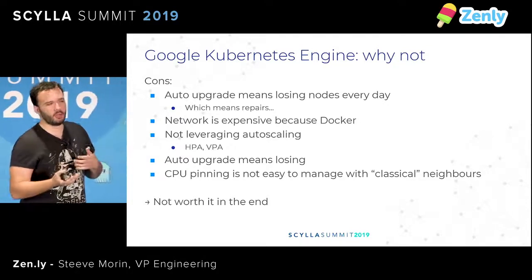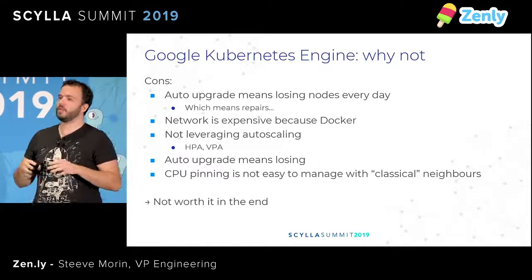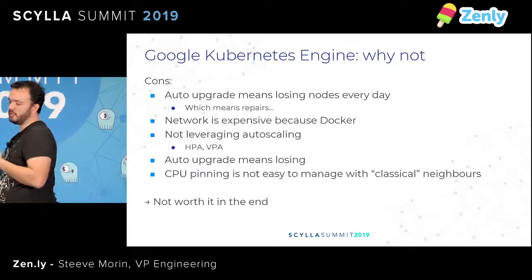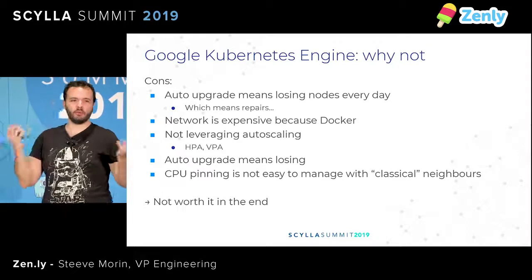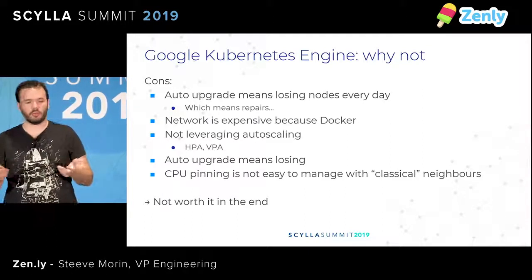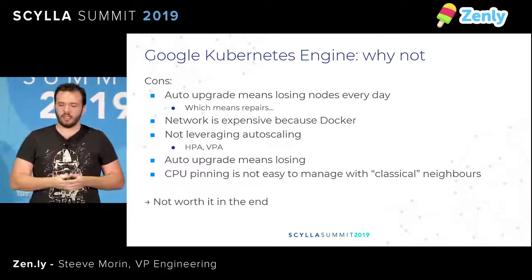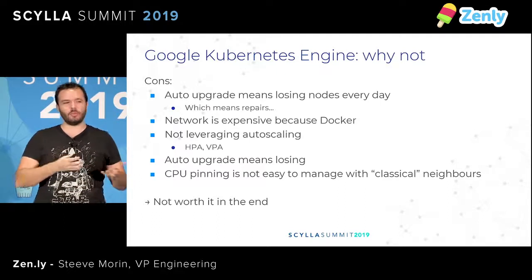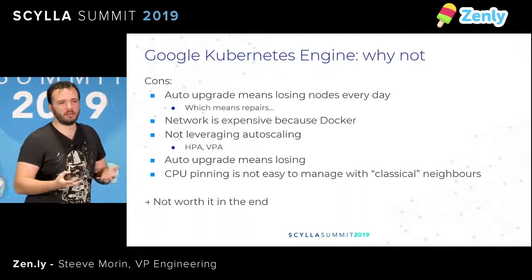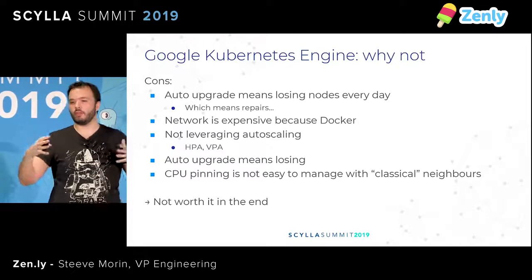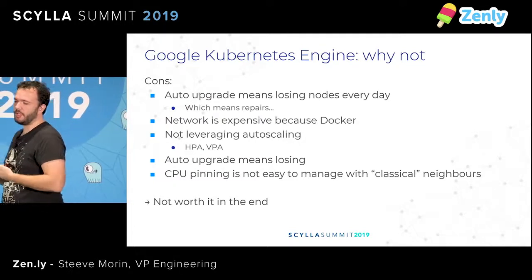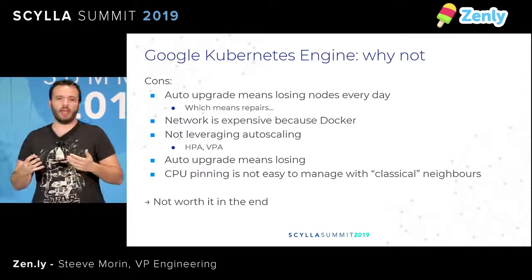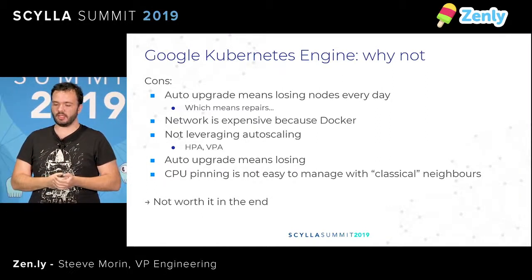Also, the network is kind of expensive because of Docker and Kubernetes. Basically, they manage a whole array of iptables rules to do the routing, to do the network, and this has a cost. Also, you don't really leverage auto-scaling because every time the ring would change, that would mean repair and rebalance and everything. So there's no real point in having auto-scaling on the database.